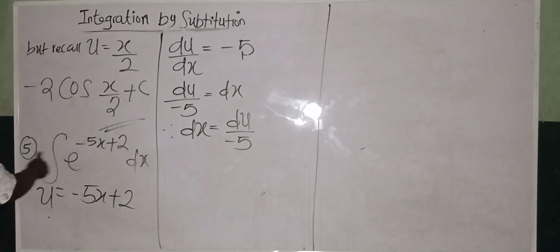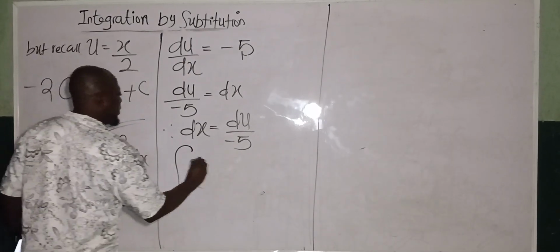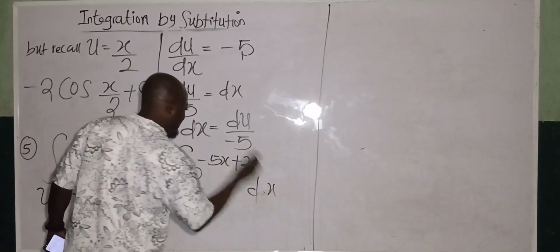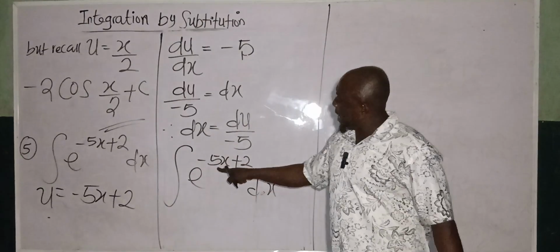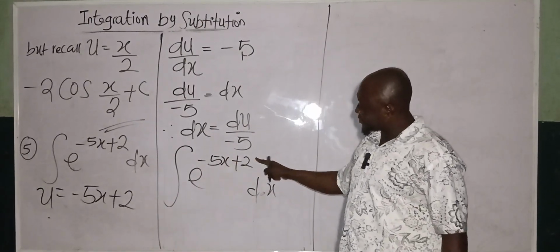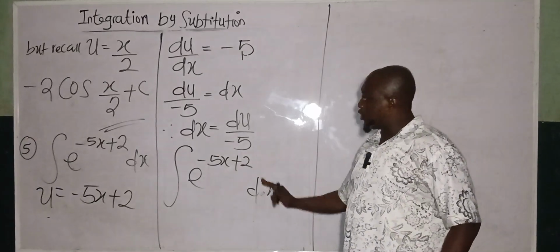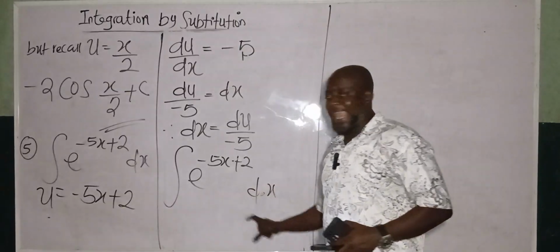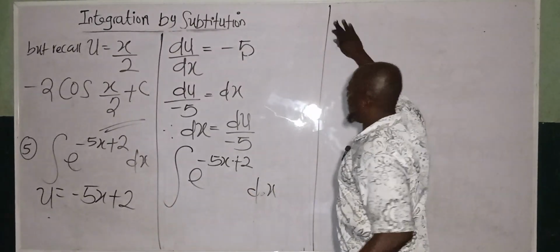So we are now going back to this place, where we say the integral of this value, dx. So we want to substitute now. Anywhere we see all of this value, we're going to introduce u there. And anywhere we see dx, we're going to introduce du over minus 5, because we want to take away all the x and change them to u. It's very simple.